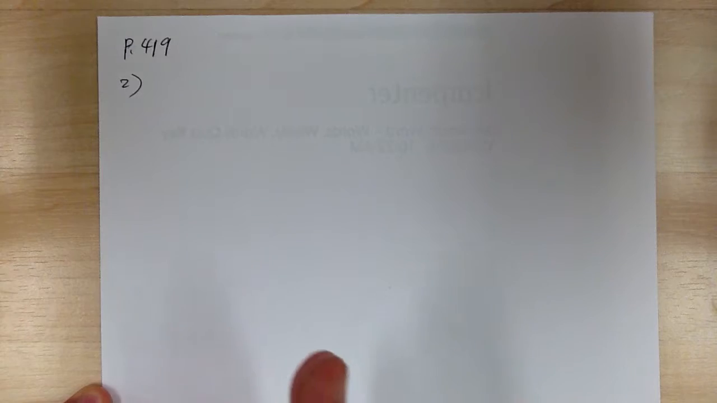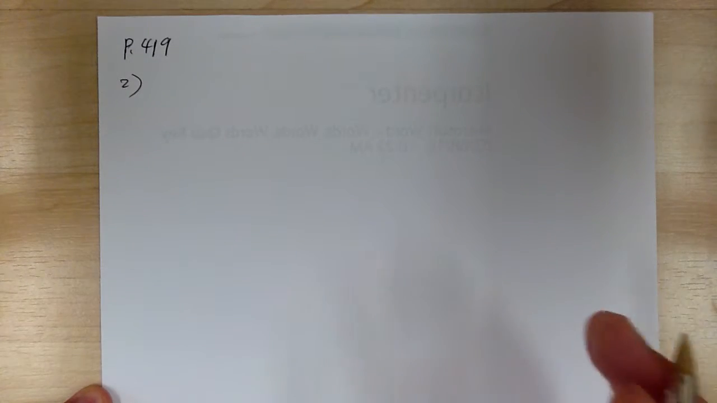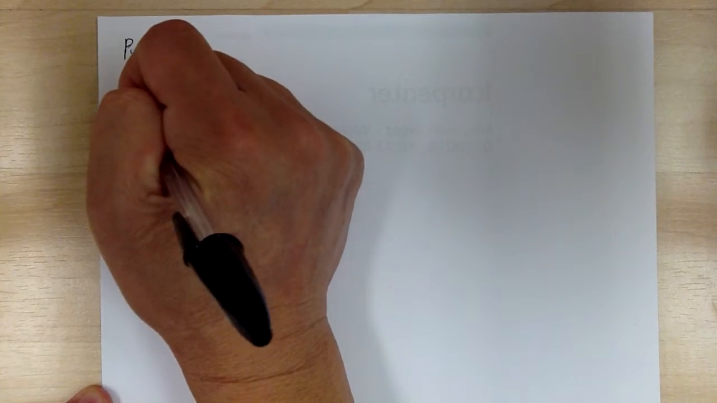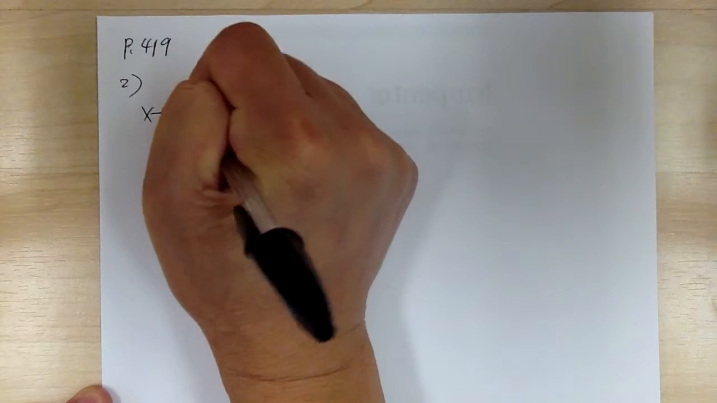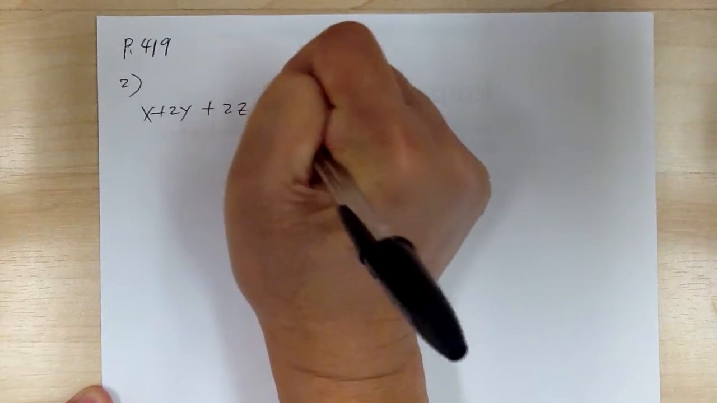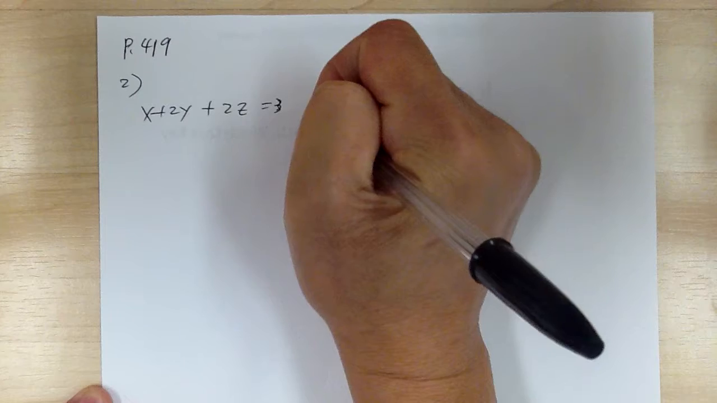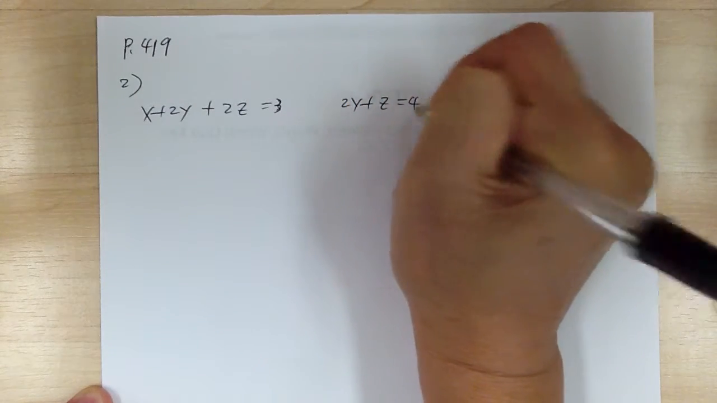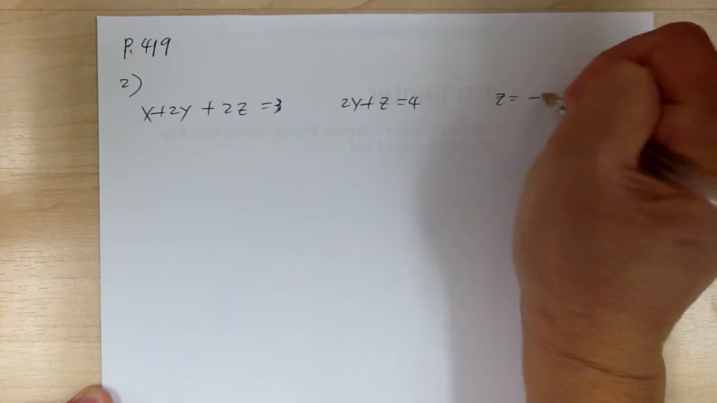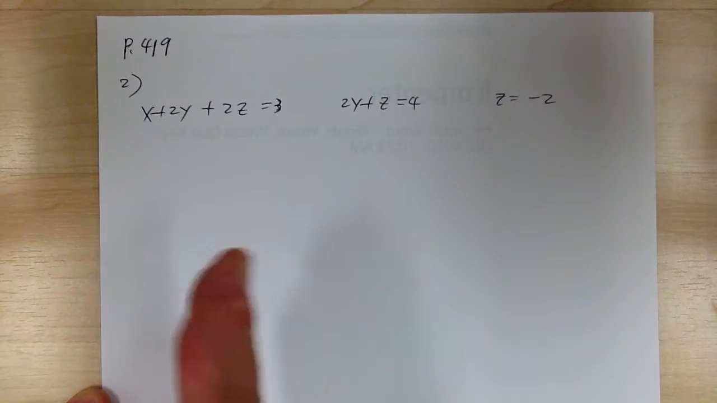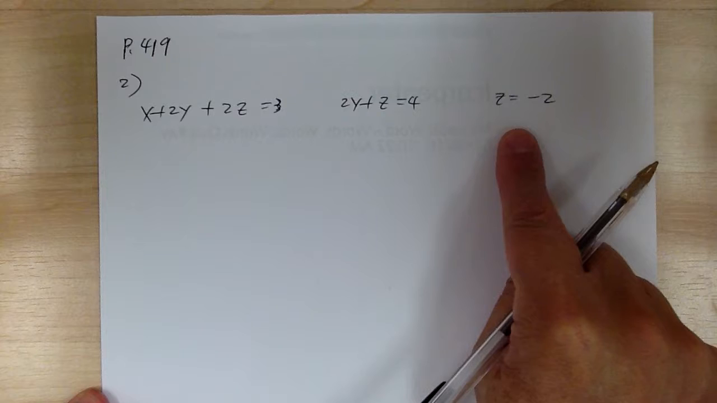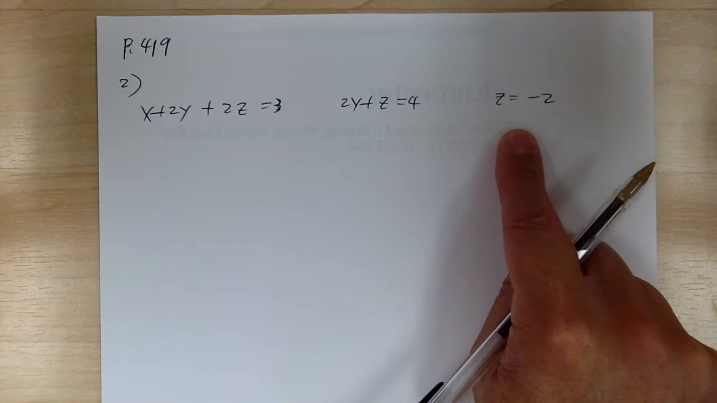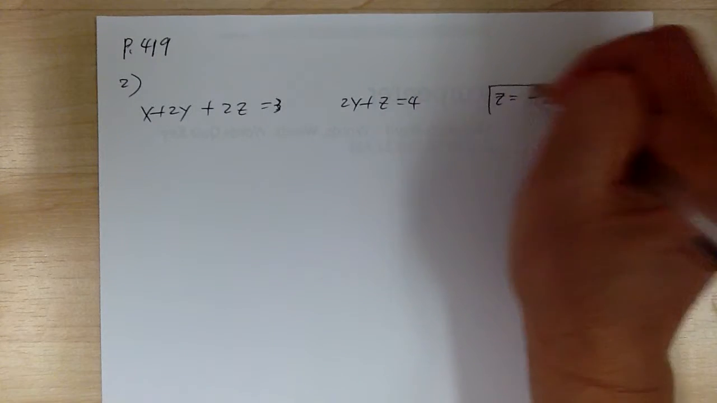Again, when you have a system of equations, you want to write all the equations side by side. So you have x plus 2y plus 2z equal to 3, and you have 2y plus z equal to 4, and you've got z equal to -2. So you've got 3 variables and 3 equations you need to solve. z is already given, so this one is very easy. That's your z already.